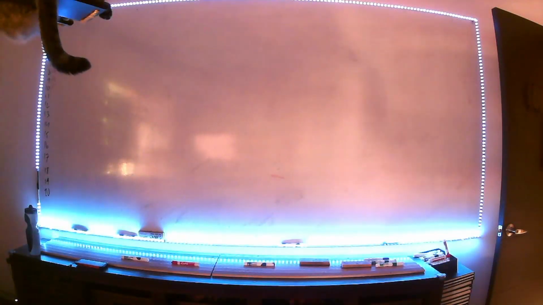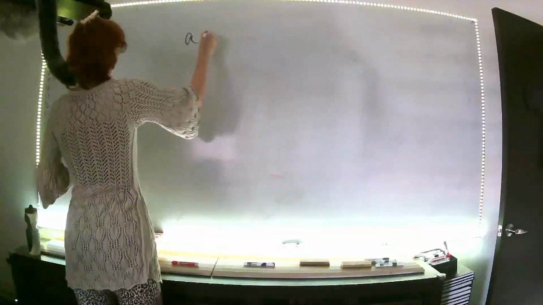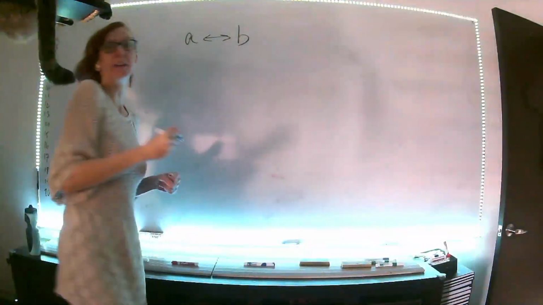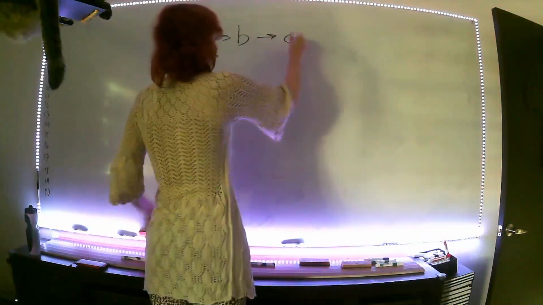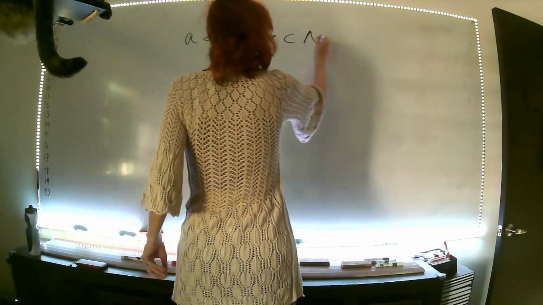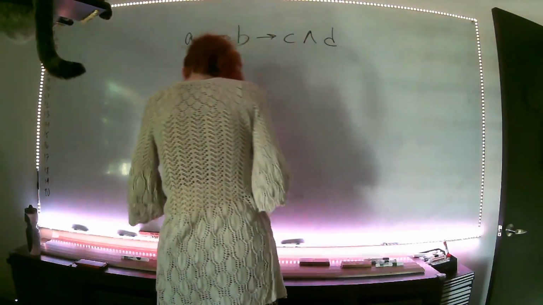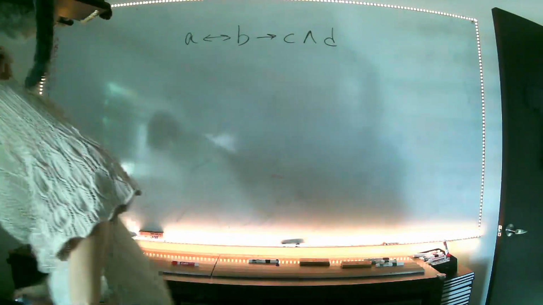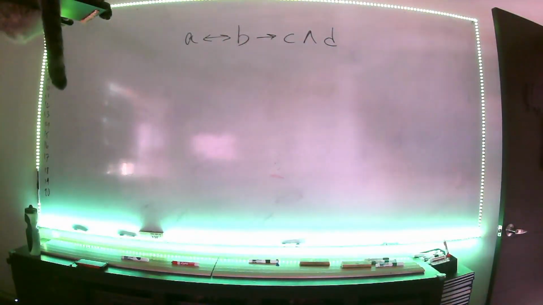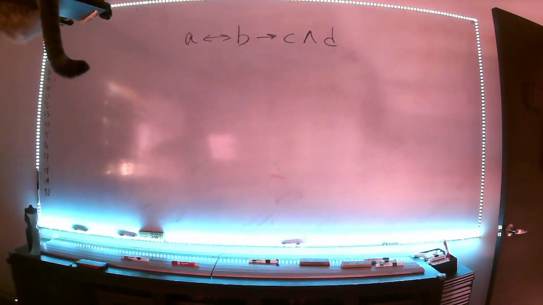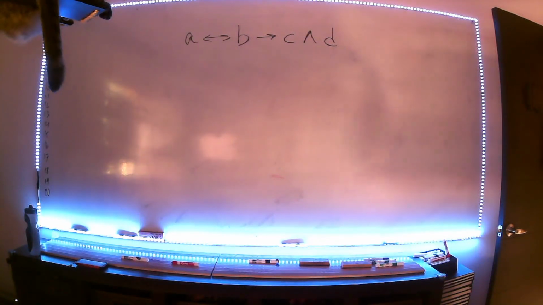Okay, the next one, it's a little bit harder because it doesn't have the parentheses anymore. I have an A, and then I have a double implication. It's called an equivalence with B. Then I have a regular implication with C. Then I have an AND with D. And then I really need to read the rest of the question because it tells me with precedence from highest to lowest, I need to do first the equivalence, then the implication, and then the AND.